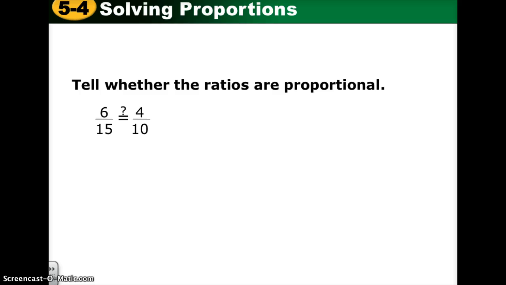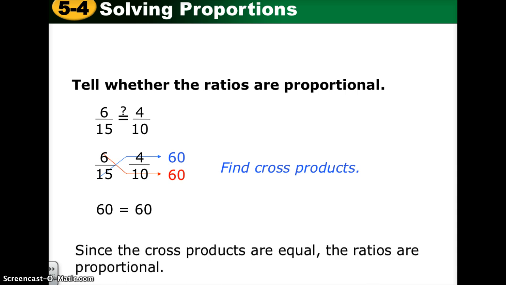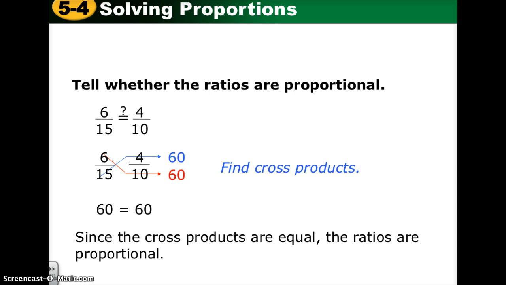Tell whether the ratios are proportional. We just have to multiply the two diagonals. So we find the cross products. 6 times 10 is 60, 15 times 4 is 60. They come out to be the same, so 60 equals 60, which means that these two ratios are proportional. Proportional just tells us that those two would simplify to the same fraction if we were to simplify all the way down.